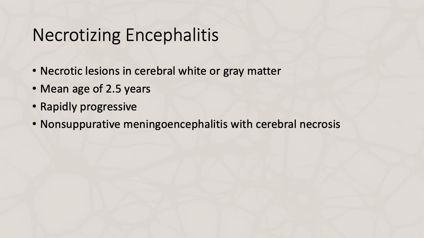Necrotizing encephalitis is a subtype of meningoencephalitis of unknown origin that appears histopathologically distinct from GME because of characteristic necrotic lesions in cerebral white matter or gray matter. The onset of neurologic signs with necrotizing encephalitis ranges from 6 months to 7 years of age, but most commonly occurs in younger dogs with a mean age of 2.5 years.